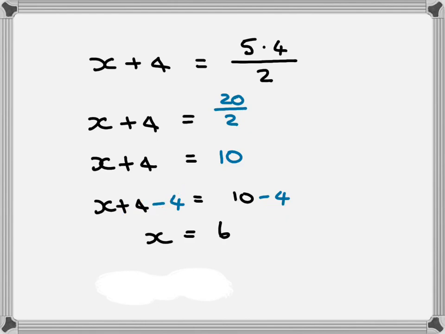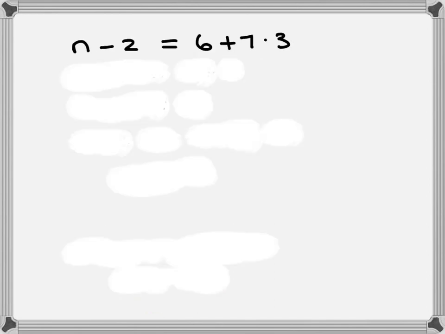So we can plug it back in here. It will have to be x plus 4 equals what we came to over there, which was a 10, once we'd simplified all of this. So let's see if x plus 4 equals 10. X is 6, eh? So 6 plus 4 equals 10? Yes. 10 equals 10. Okay, great. We got the right answer.